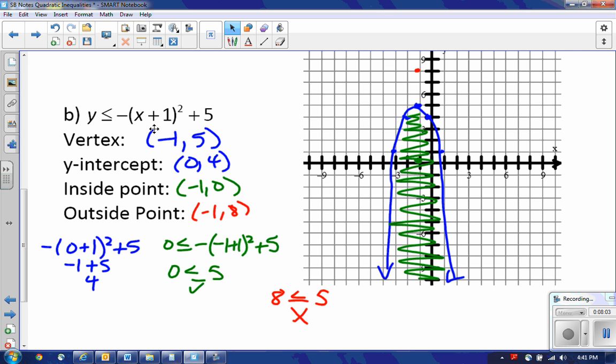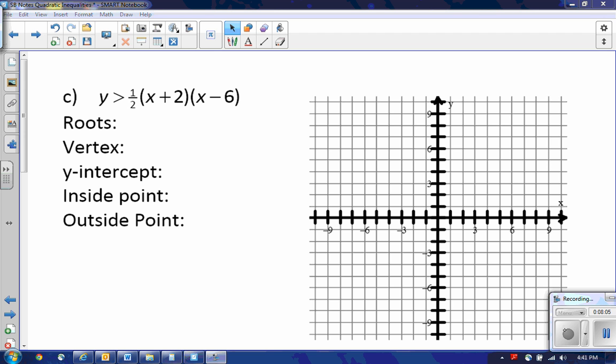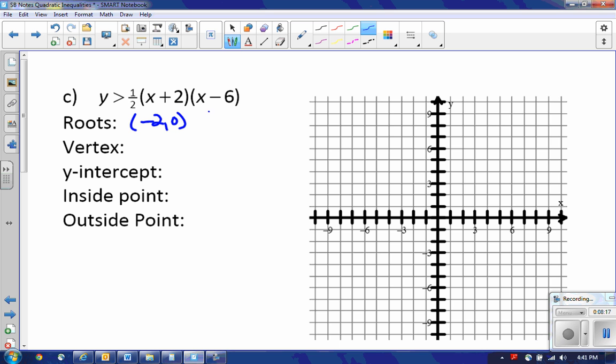Now let's move on to a new set of parabolas. The next two parabolas are in factored form. So we've added the request to look for your roots. The roots here would be at the points -2, 0, and 6, 0. That puts them here and here.